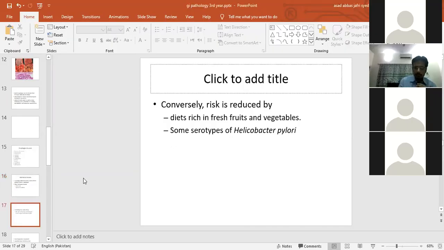Conversely, risk is reduced by diets rich in fresh fruits and vegetables, and you will see this as a recurring phenomenon all along the gastrointestinal tract, and by some serotypes of Helicobacter pylori. This is very important and interesting, because some strains of Helicobacter pylori cause decreased secretion of acid in the stomach, and that gives you a sort of protection against reflux. Because as you remember, the central problem in Barrett's esophagus was reflux esophagitis.